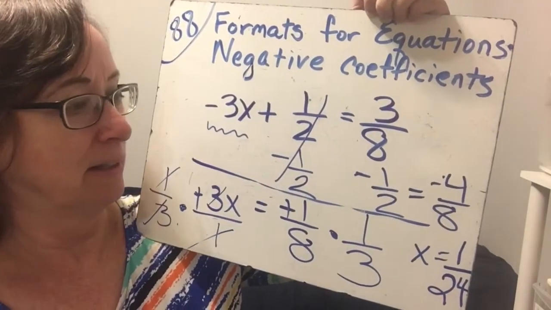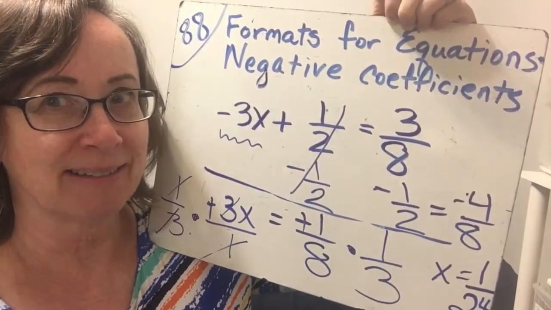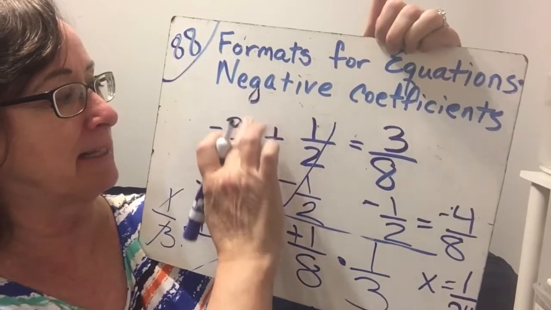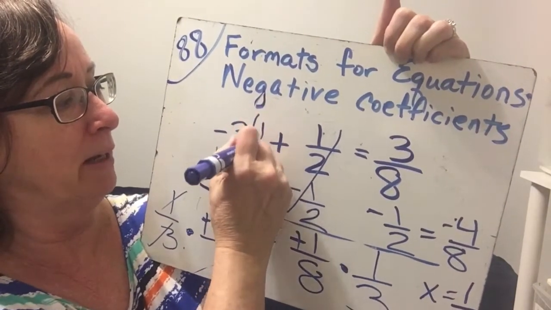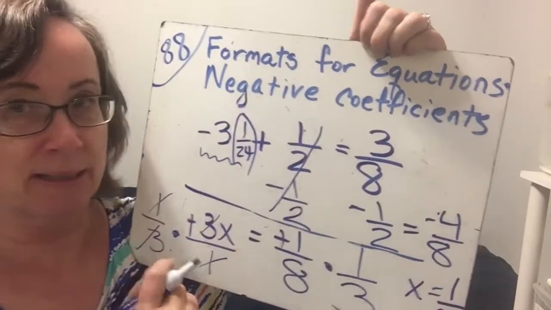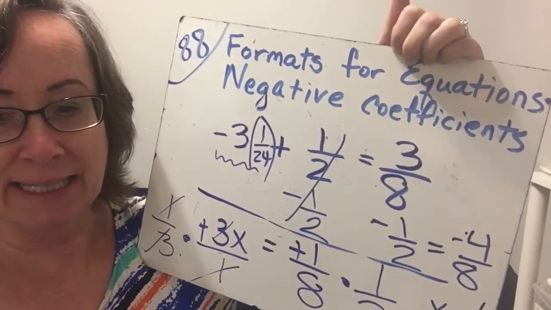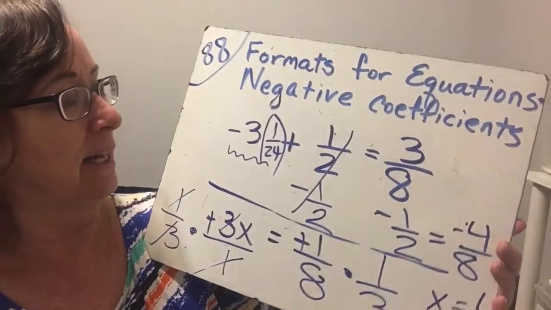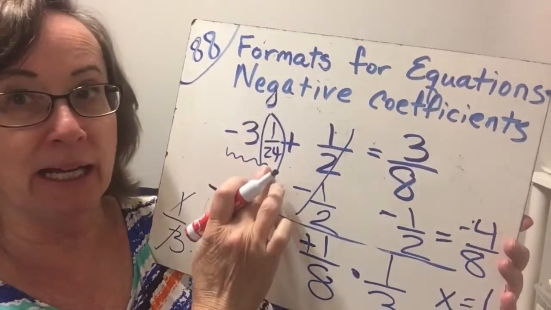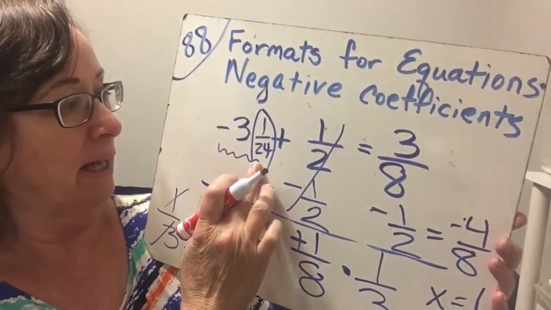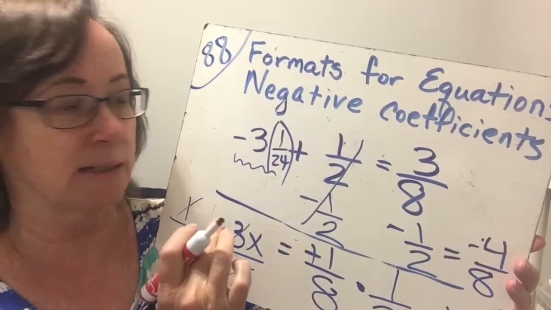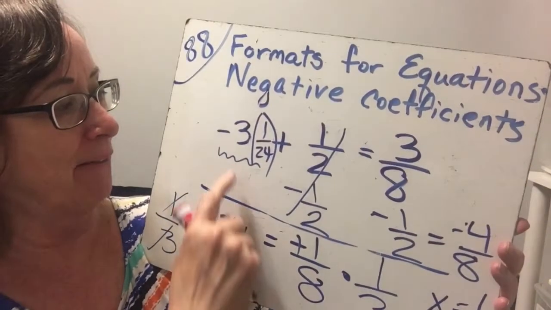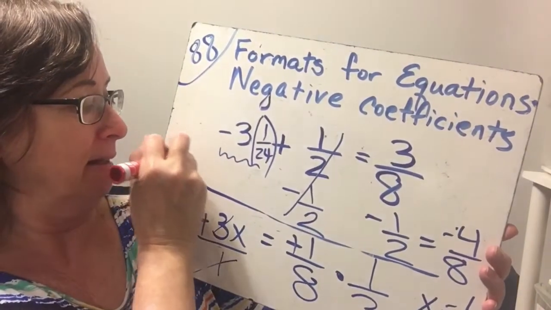Now, do we dare check it? Let's check it. Okay, so I'm going to erase the x, and I'm going to put 1 over 24 right where the x was. So now, let's get a different color and see if our answer is correct. So I have negative 3 over 24. And the 3 and the 24 will cancel and give me negative 1/8. All right? So I have here negative 1/8.